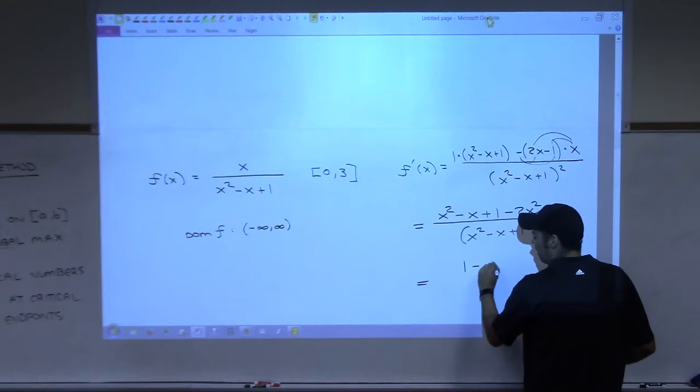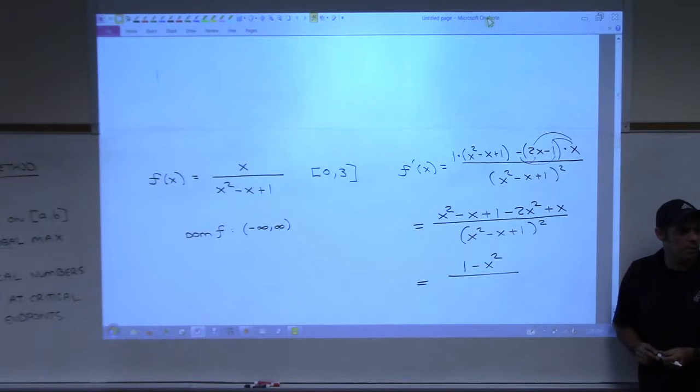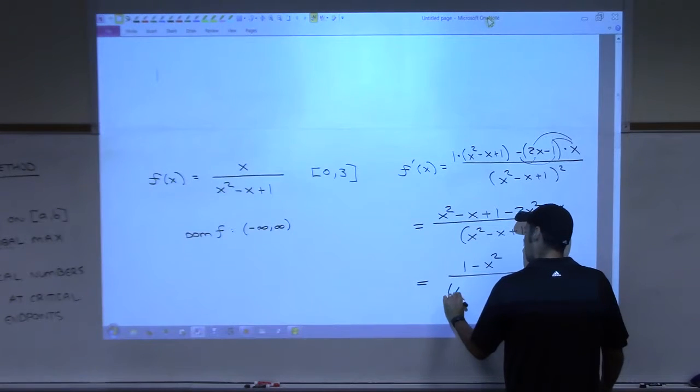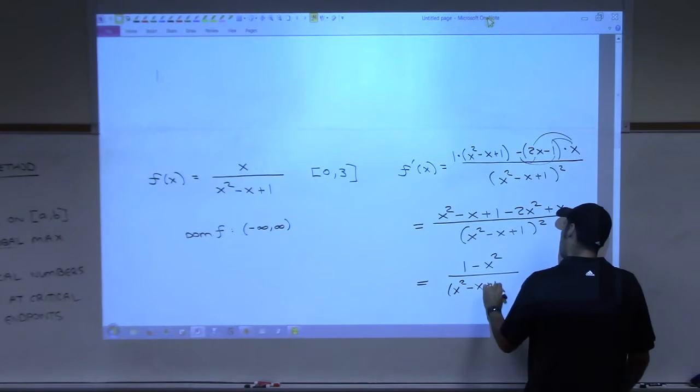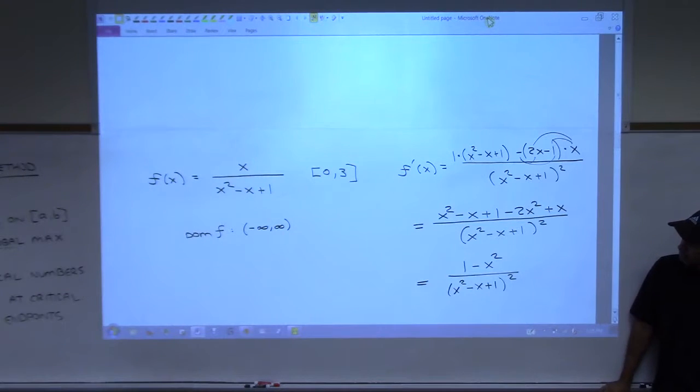I could write that as 1 minus x squared, right? That's the same thing. Doesn't matter. You could do it either way. And then the denominator: x squared minus x plus 1, squared. All right, that's pretty clean, don't you think? That's a pretty clean derivative. I don't see anything else I could really do. Okay? So that's our derivative. We'll just leave it like that.